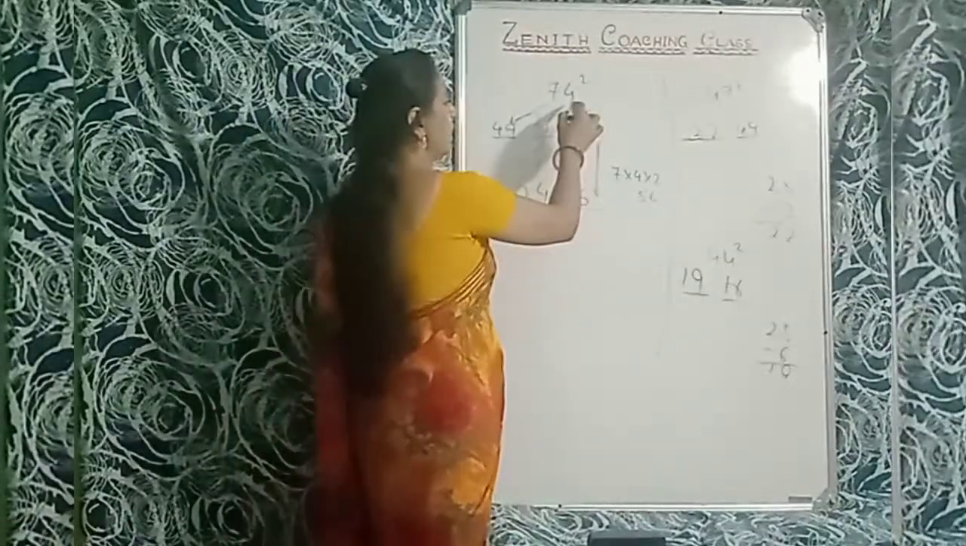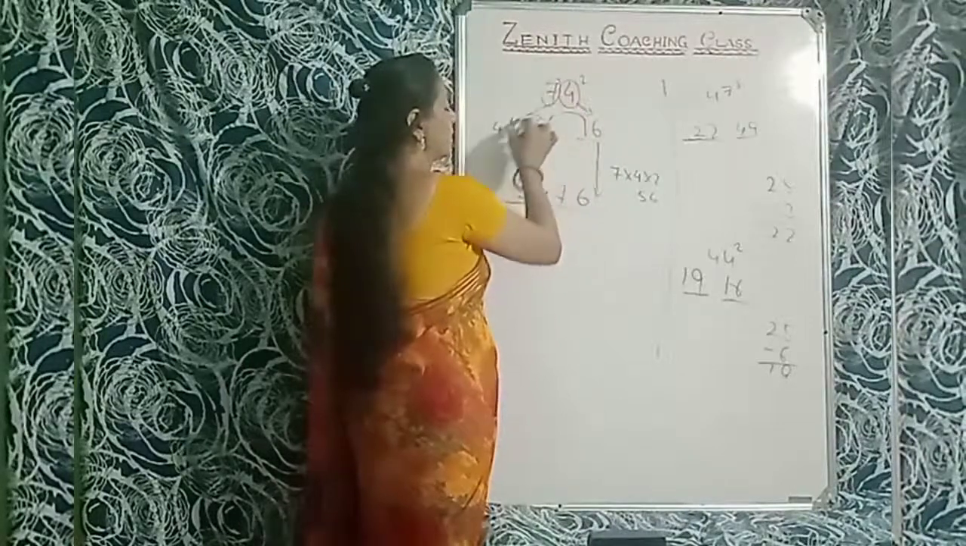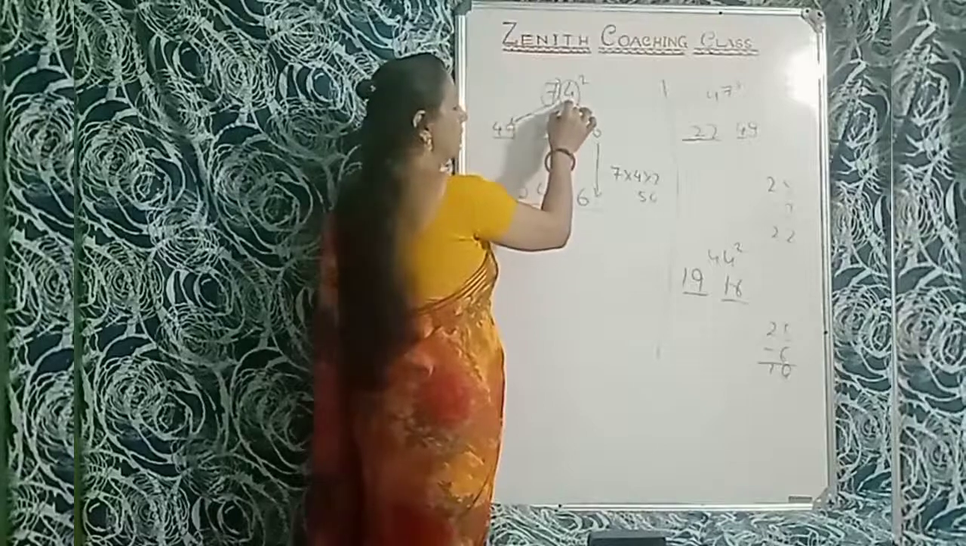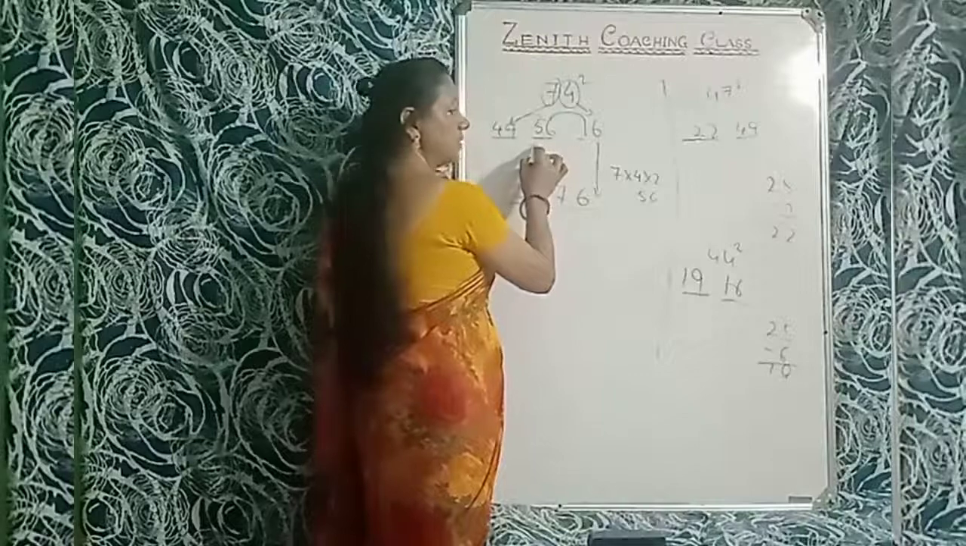First, you will write 4 square, that is 16, and 7 square, that is 49. And in the middle, what will you write? 7 multiplied by 4 multiplied by 2. That is 7 4s are 28, 28 twos are 56, you will write 56.